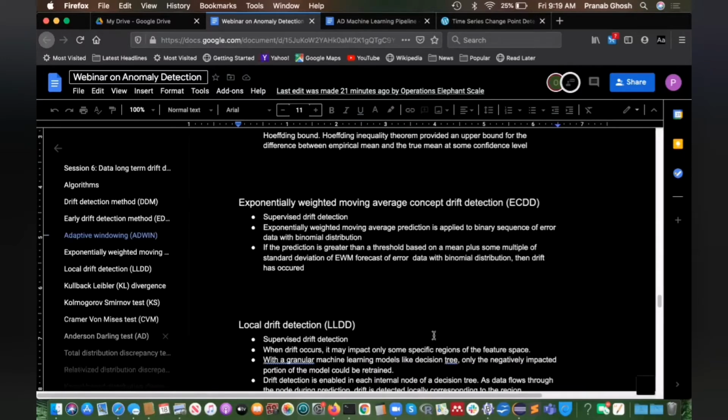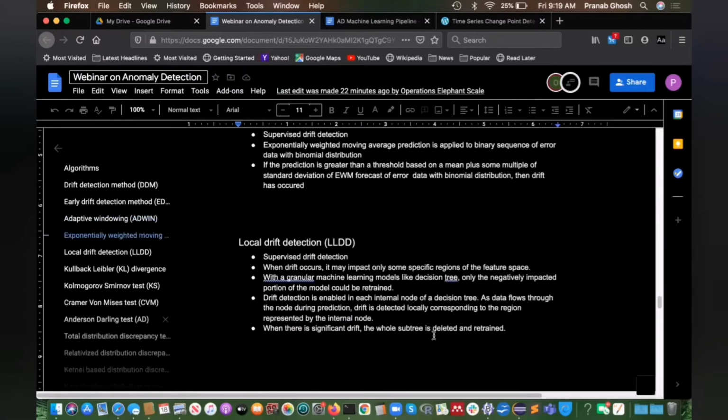Exponentially weighted moving average concept drift detection. This one is for supervised drift detection. It uses an exponentially weighted moving average as a forecasting method to predict the error. And then if that prediction is significantly different from the actual error, we conclude that there is drift.